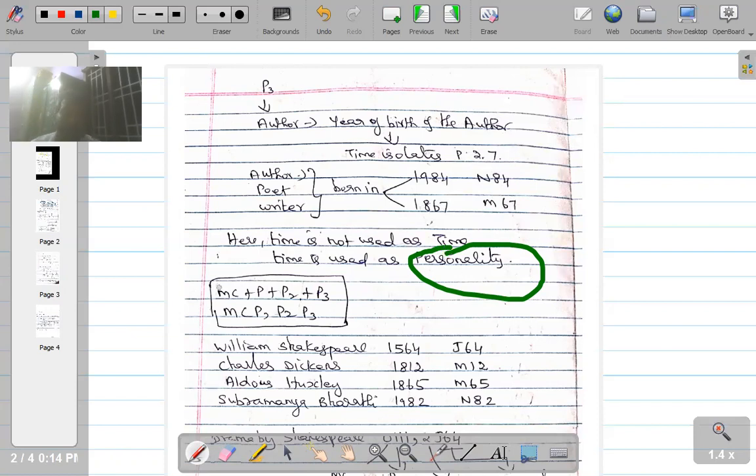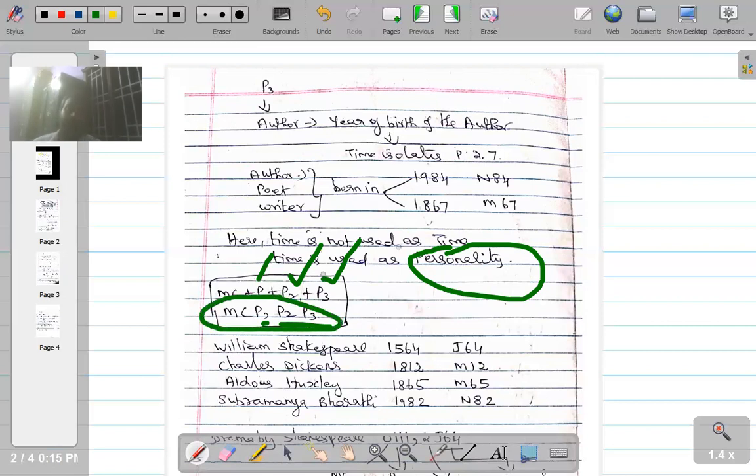Now what does Ranganathan say? When there is a P, a P2 and a P3 in your title, what is the formula? Main class, personality, comma, P2, P3. There is no symbol required to connect P2 and P3. There is only one comma: after writing your main class and P, you insert a comma, then you write P2 and P3 without any symbol in between. This is a formula you should remember.